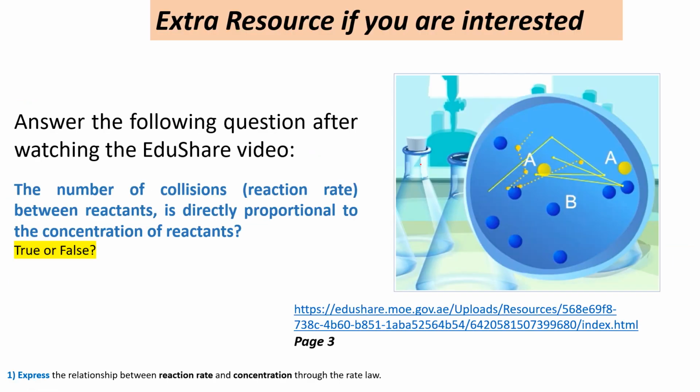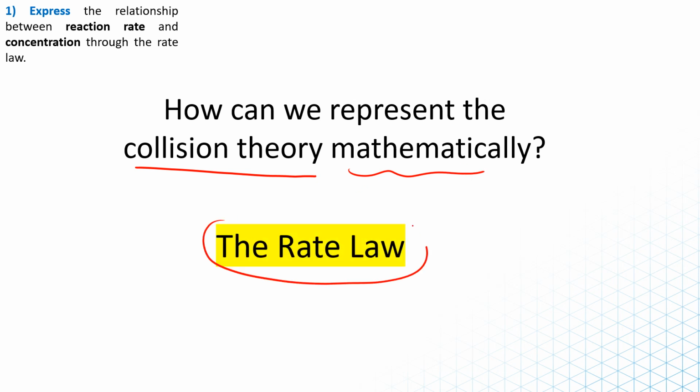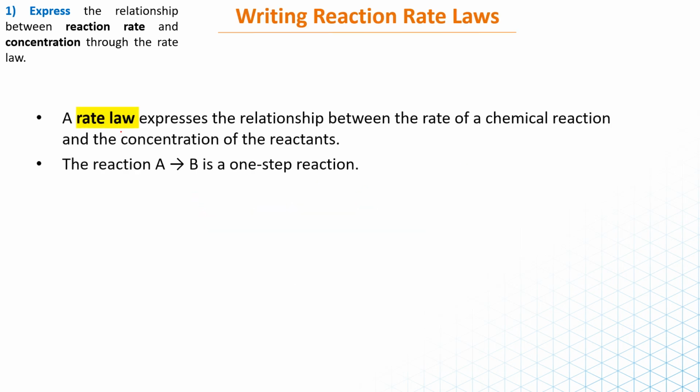Now, we are going to try and represent these collisions or the collision theory using math. And that leads us to the rate law. Okay? So, what is the rate law? The rate law expresses the relationship between the rate of a chemical reaction and the concentration of the reactants.